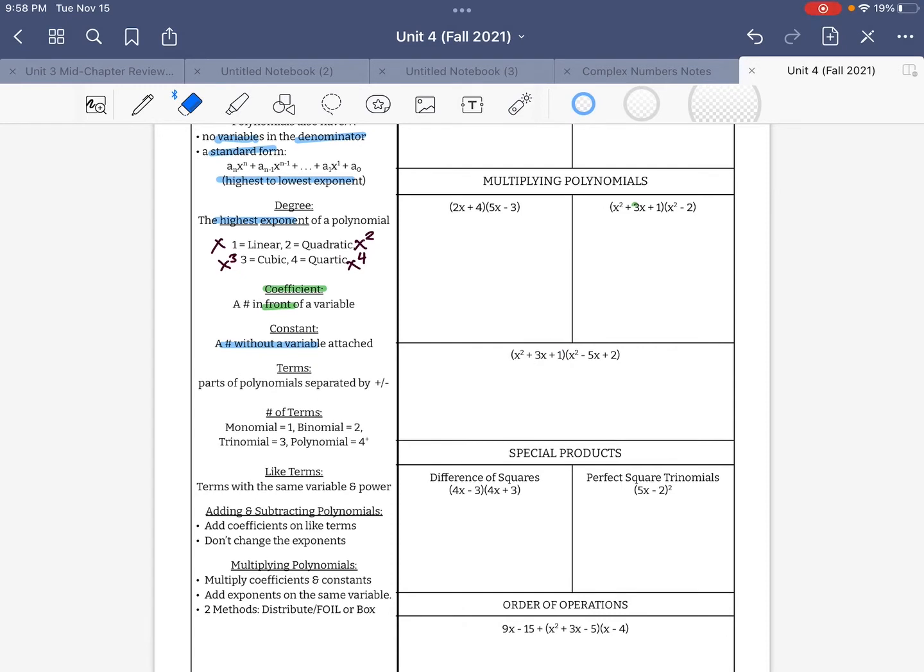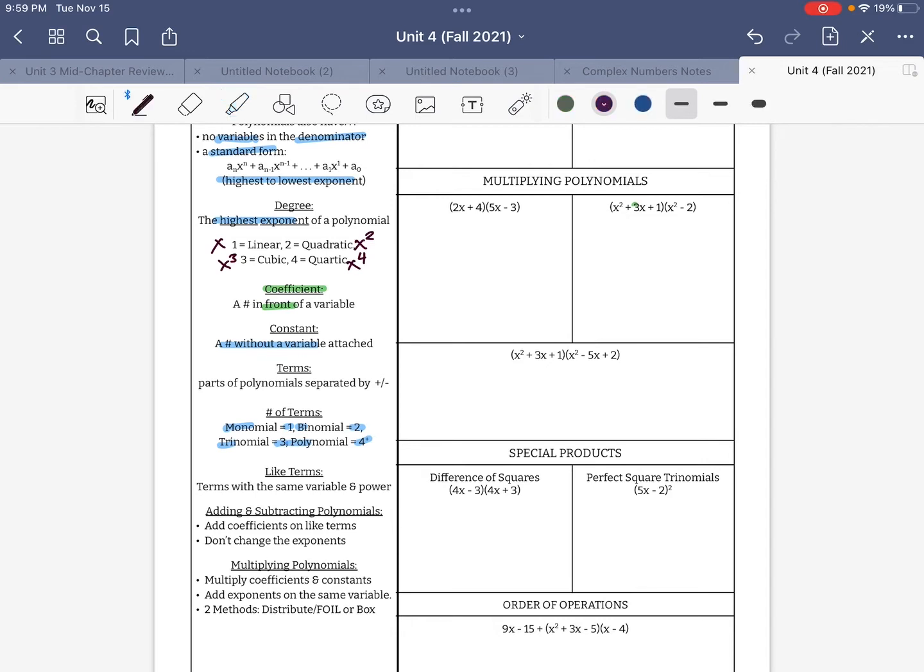You can name a polynomial by its number of terms as well. These are a little easier to remember. Mono means 1, bi means 2, tri means 3, and poly means 4 or more. So I've used the word trinomial because we were working with them before. And the reason why I'm going over this vocab now, guys, is because I'm going to be using these words as we start to talk about polynomials.